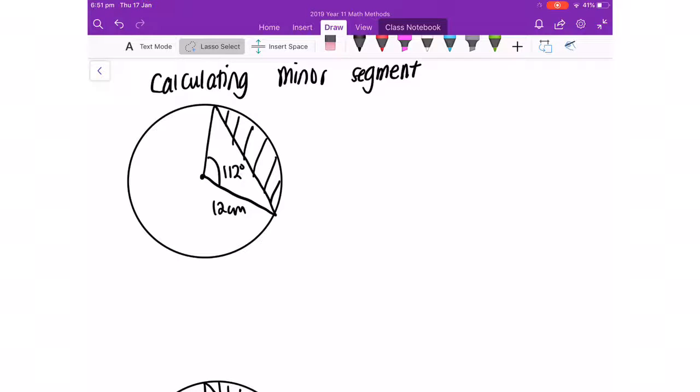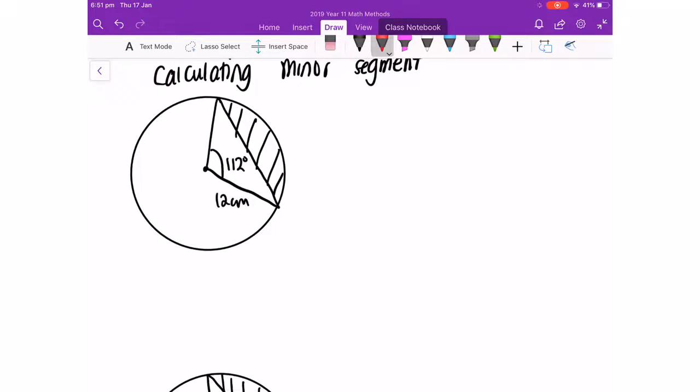So let me just put this in perspective. All I'm going to need to do is find this red section here. That's my sector, so I need to find that area. We've done that before. But I'm also going to need to find the area of this triangle here, because if I subtract it, I'll be left with this lovely thing, the one in green. So that's actually quite useful for us.